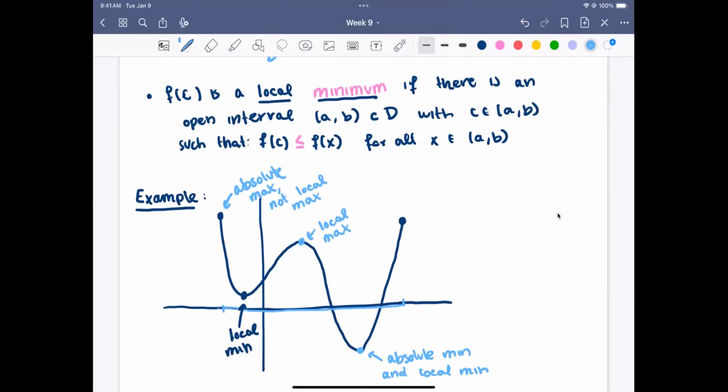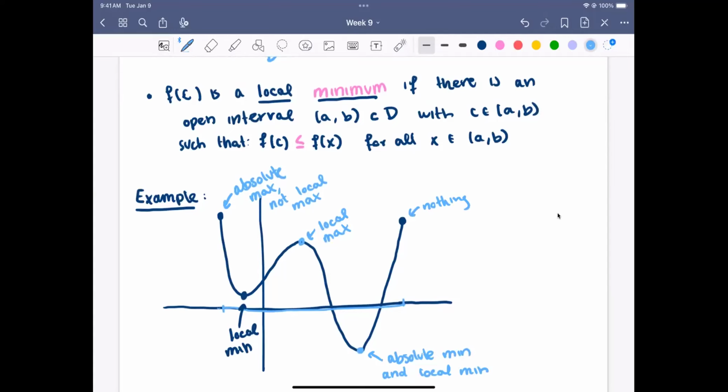And then what about this point? That one's nothing, right? Because it's not a local anything because it's right up at the end of this interval. So we can't make an open interval that contains it. And then also it's not the absolute maximum. Okay, so this point is nothing. Are there questions about that example?